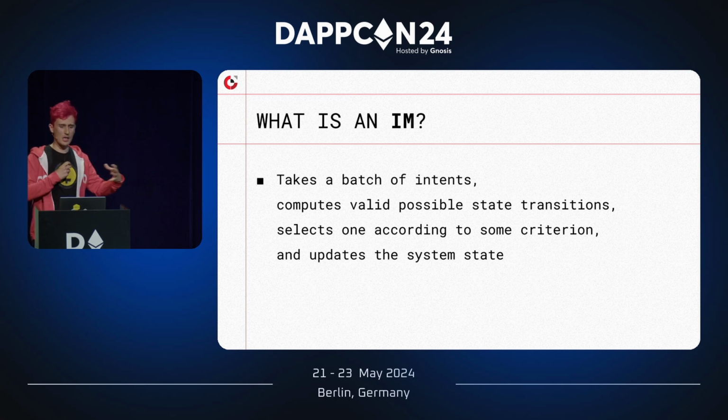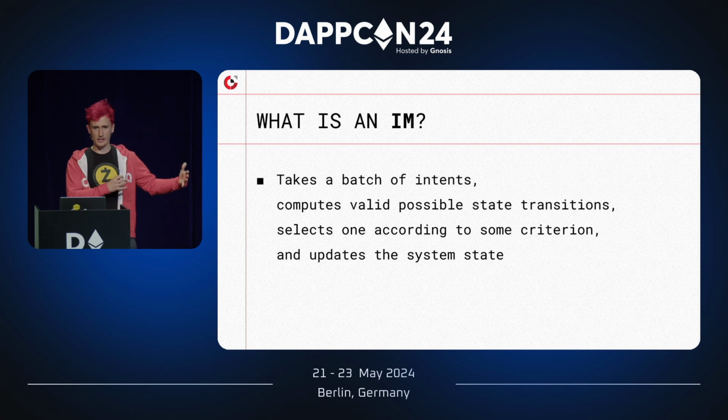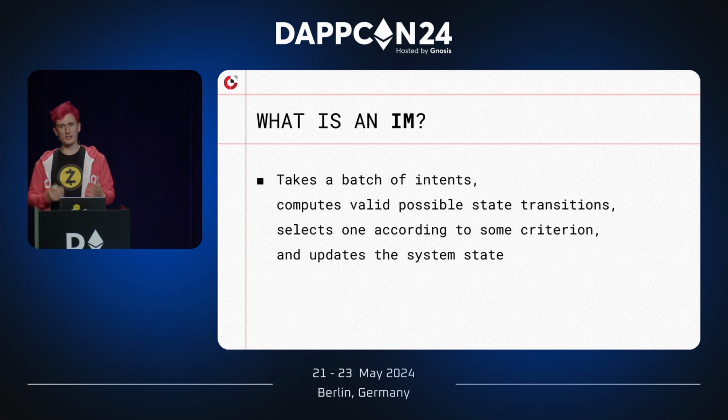So to contrast this, what is an intent machine? An intent machine takes a batch of intents, computes possible valid state transitions, and selects one of them according to some criteria, and only then updates the state of the system. The important distinction between a transaction and an intent is that an intent is a partial state transition. It is, I have A for B, but I do not have B for A.